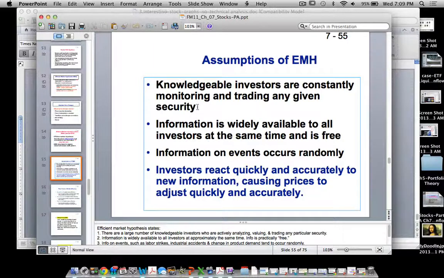Sean? It also says to all investors at the same time. Is that necessarily a true assumption?